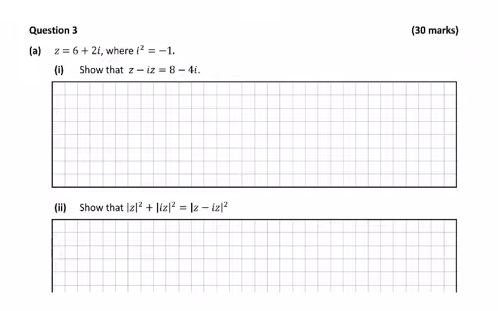Question 3, you're told z is equal to 6 plus 2i, and the usual i squared is equal to minus 1. Show that z minus iz is equal to this right hand side, 8 minus 4i. So let's simplify the left hand side.